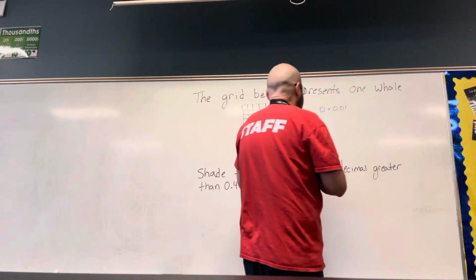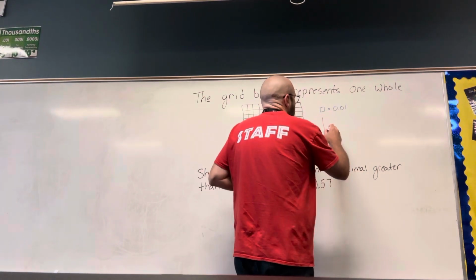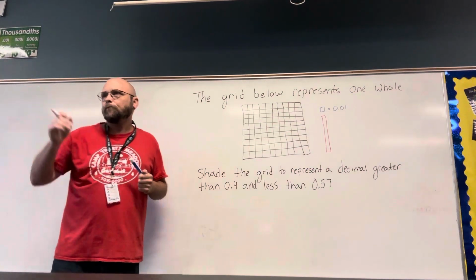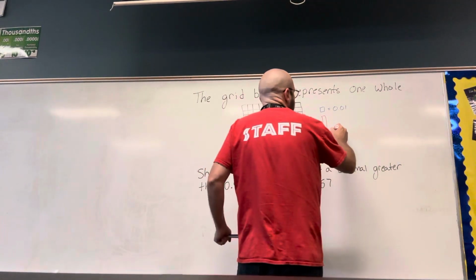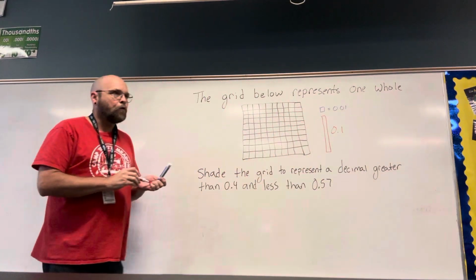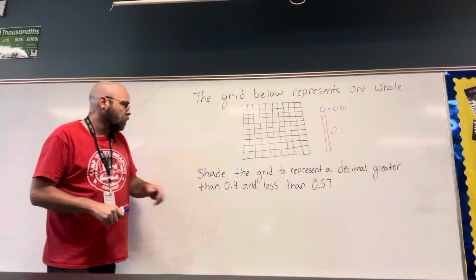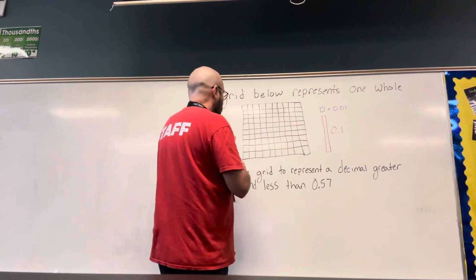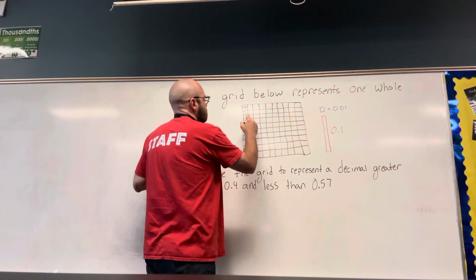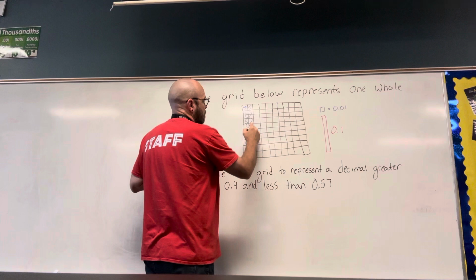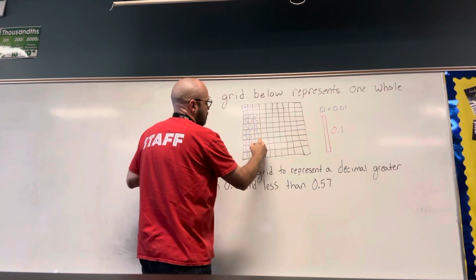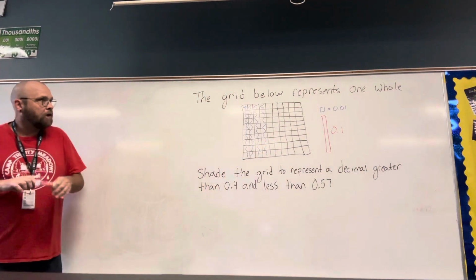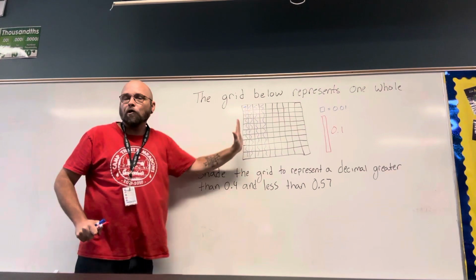Now the next question is, each column is divided into parts. What is the value of each column? 1/10. Each column is worth 1/10. So we want it to be greater than 4/10. So if I shaded in 4/10, that means 4 columns. That's 1/10. That's 2/10. 3/10. 4/10. So you need to have more shaded in than what I have in blue here.